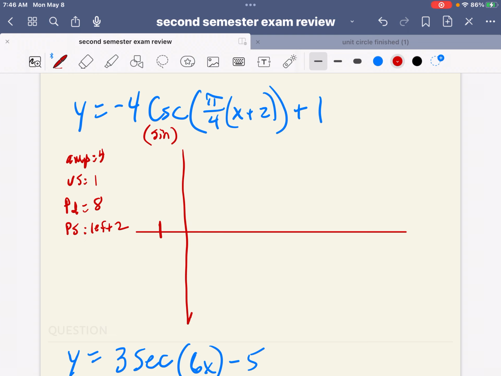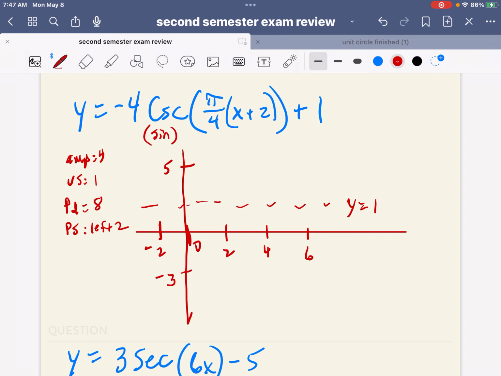So this time we need a tick mark at -2. And then if you take the period divided by 4, you get 2. So the second tick mark is at 0, then 2, then 4, then 6. The vertical shift is y equals 1. And then plus 4 is 5, and minus 4 is -3.